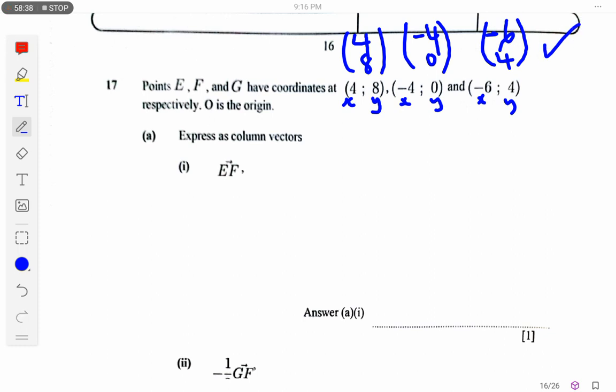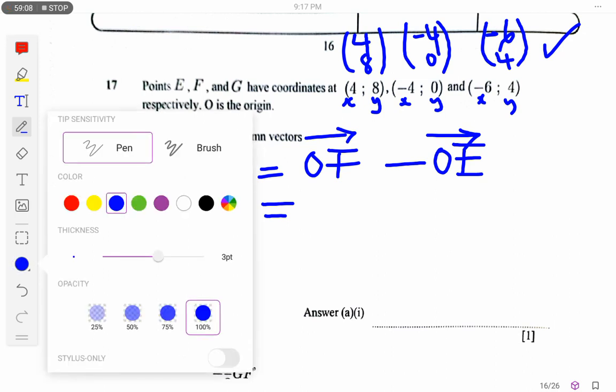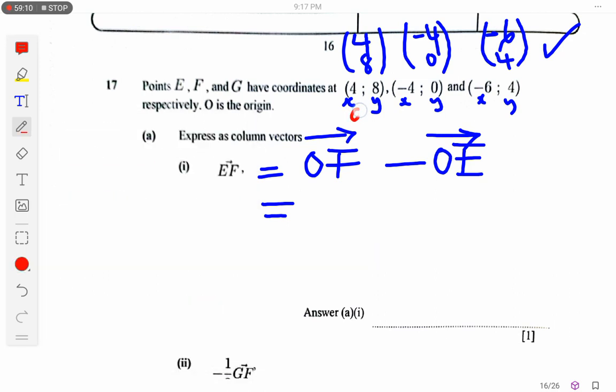EF. When they say EF, to get your EF, you are simply saying F minus E. But we don't have F per se, we relate it to the origin, so we can say OF minus OE. These are now vectors. The first one was OE, this was OF, and then this was OG.